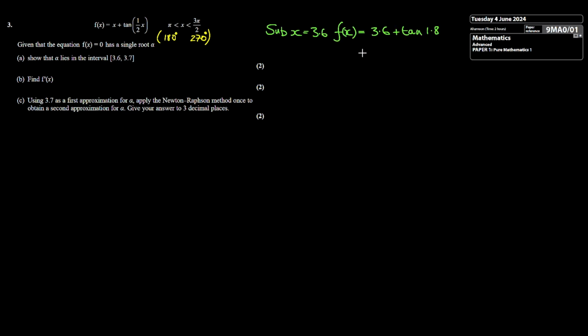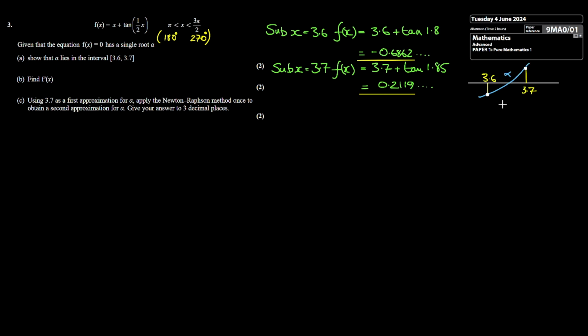So there's my substitution, and if you look that up on a calculator, you get the answer of negative 0.6862. And on it goes. Now substitute 3.7, and you get the answer 0.2119. And you can see we do have a sign change of the function's value, which means the function must go through 0. So there's a very small diagram of the situation.